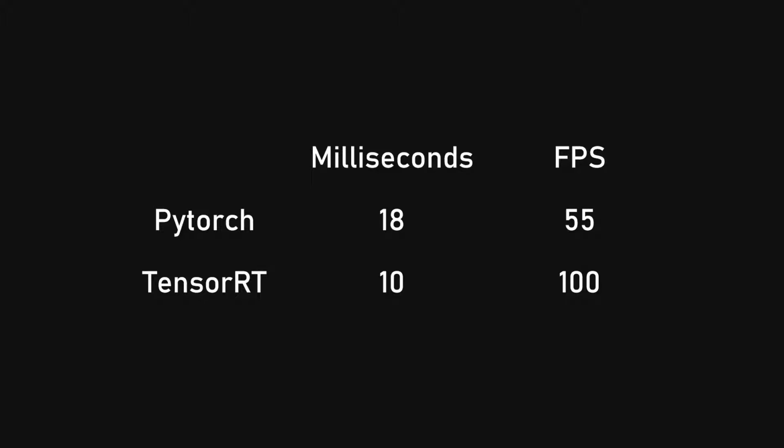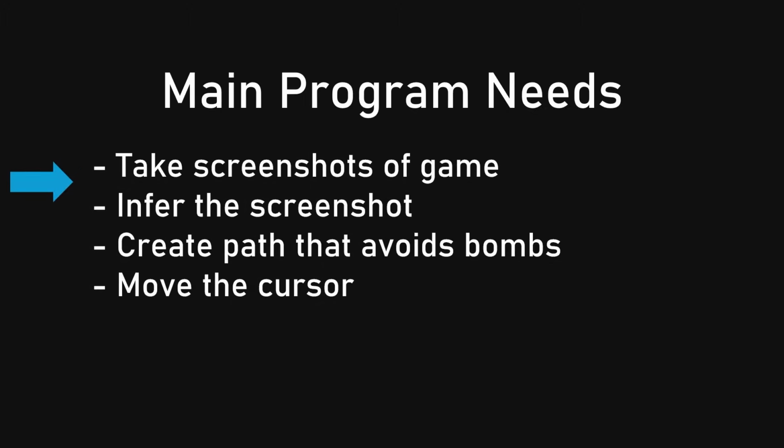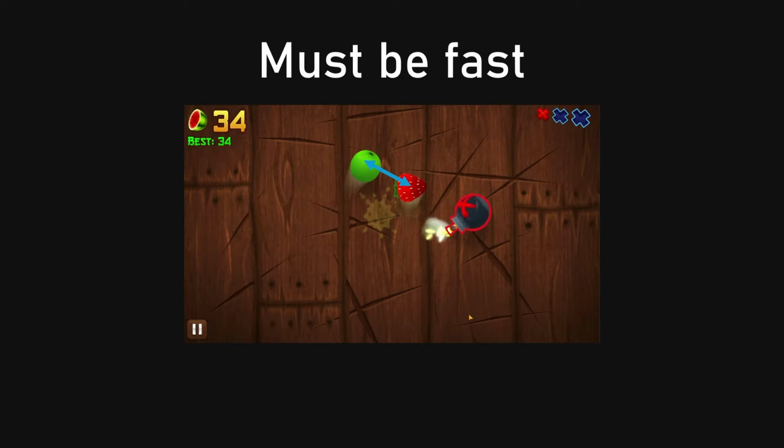Now that a fast way to infer new images has been created, a main program must be created. This main program needs to take a screenshot of the game, infer the images to find the fruits and bombs locations, create a path between the fruits that avoids bombs, and move the cursor along this path. This all needs to be done extraordinarily quickly, because if it takes too long, the fruits and bombs will move, making the planned slicing path no longer correct.